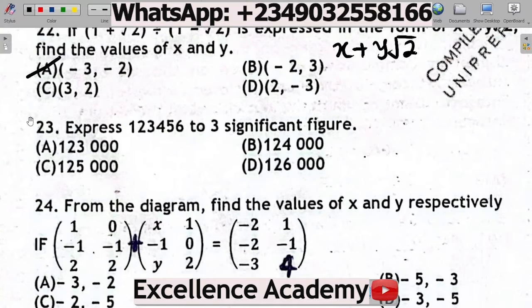Next up, question 23 says express 123456 to 3 significant figures. You have option A, option B, option C, and option D. To express this in 3 significant figures, what do you do?